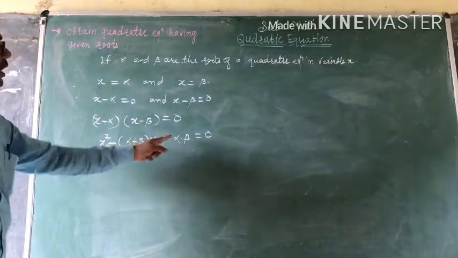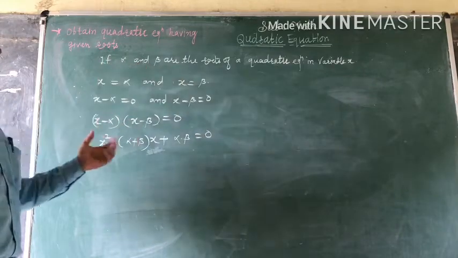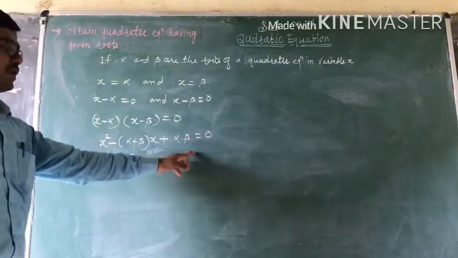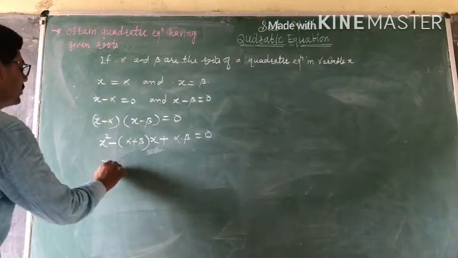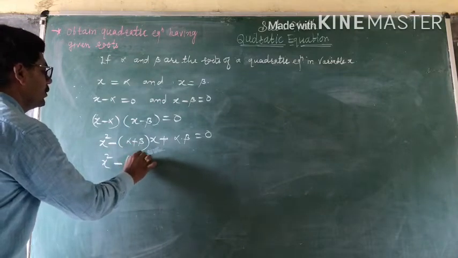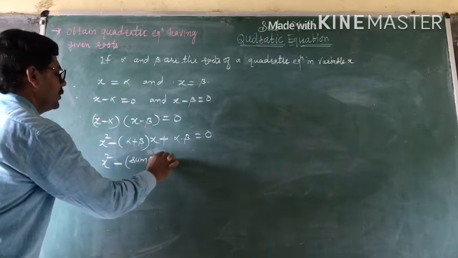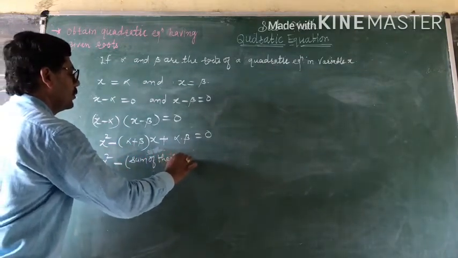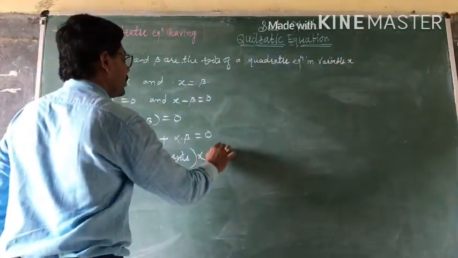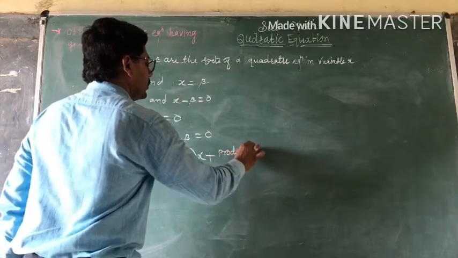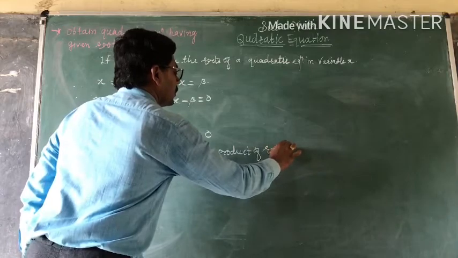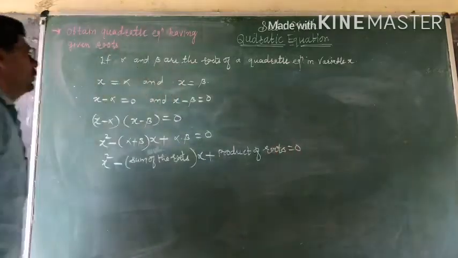If alpha and beta are the given roots of the quadratic equation, then we form the quadratic equation like this: x square minus the sum of the given two roots into the variable, plus the product of the roots, is equal to 0.